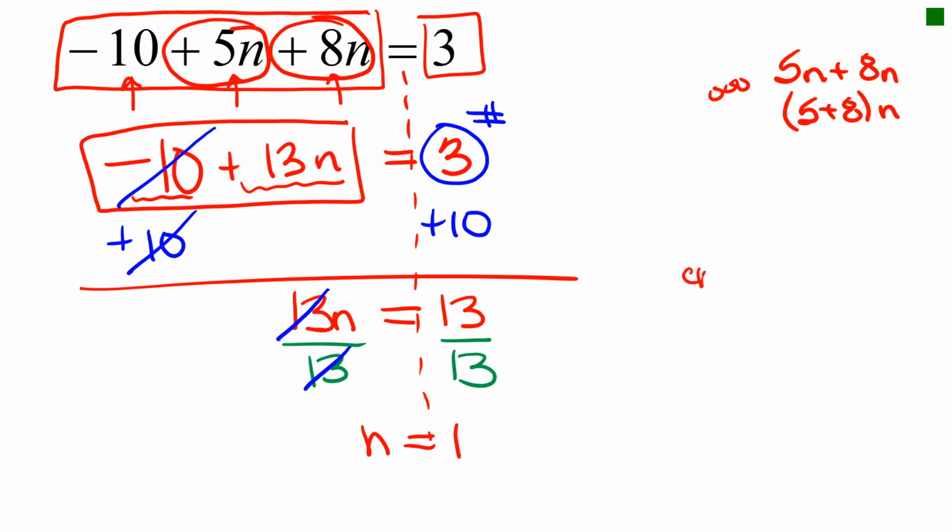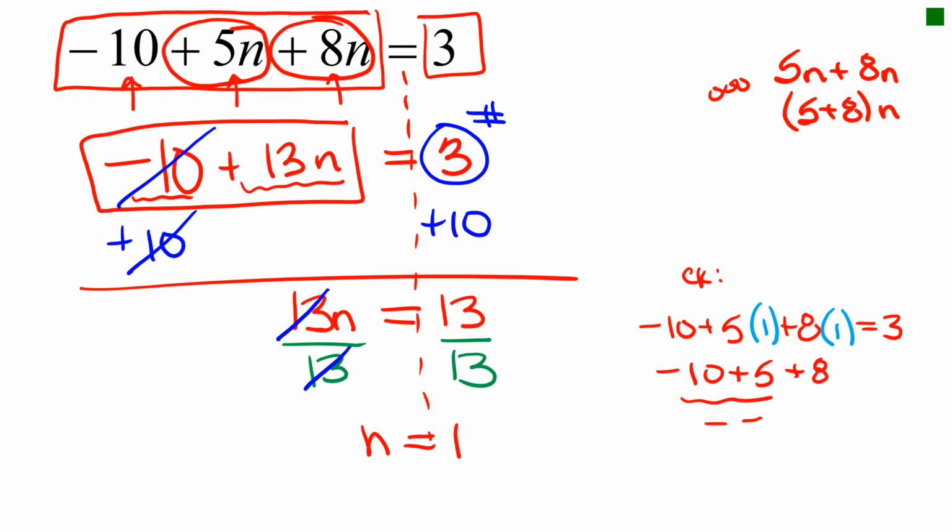If you want to really be fancy schmancy, you can check it. So negative 10 plus 5 times, insert that 1, plus 8 times, insert that 1, and we want to see if that equals 3. So that's negative 10 plus 5 plus 8. Negative 10 plus 5 is negative 5, and negative 5 plus 8 is 3, so it does check.